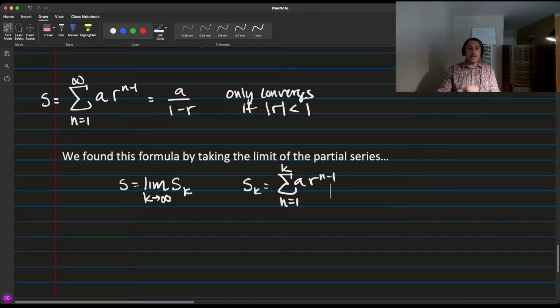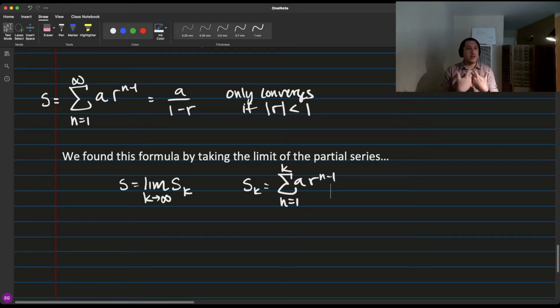Because the whole idea is that you make a sequence where the terms of that sequence are all of those partial series. So the first term is the first term. The second term is the sum of the first two terms. The third term is the sum of the first three terms, and so on. You figure out a formula for those partial series, you take the limit of that, and then it either converges or it doesn't.